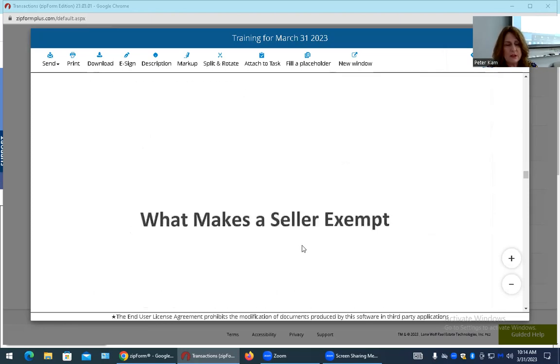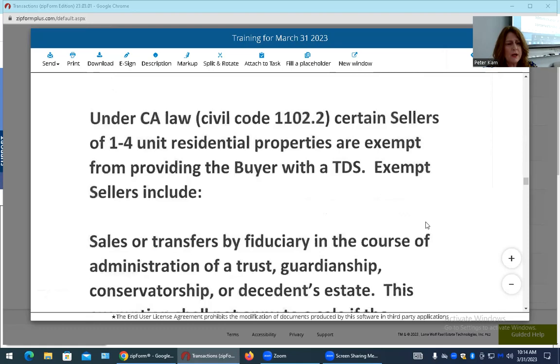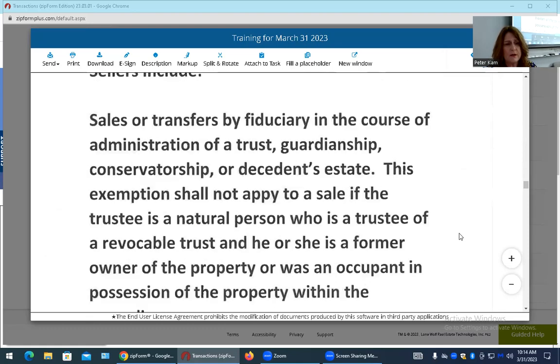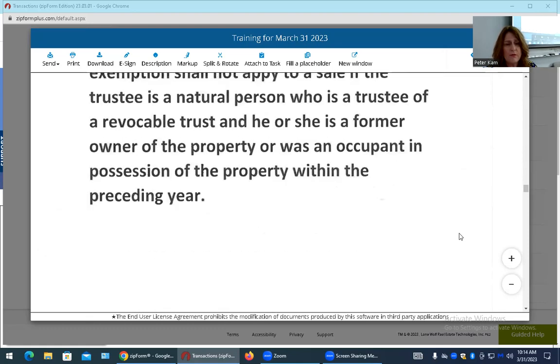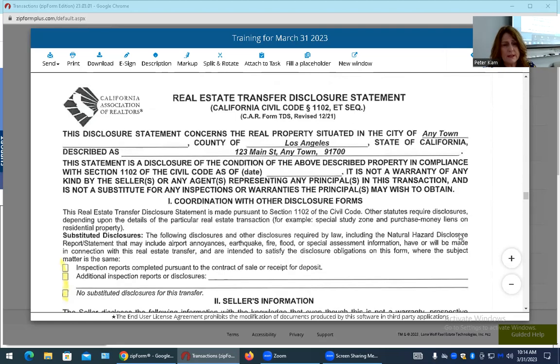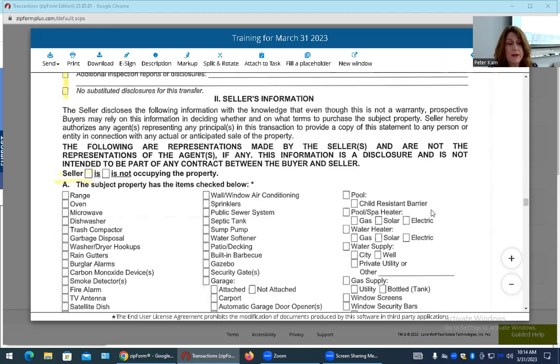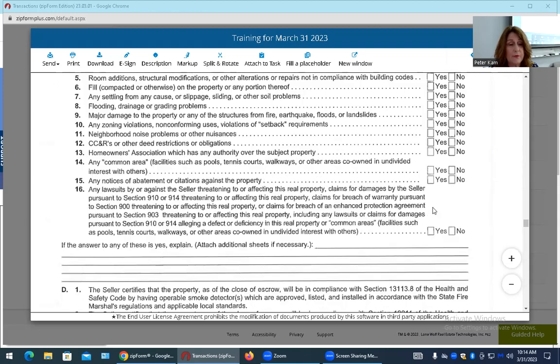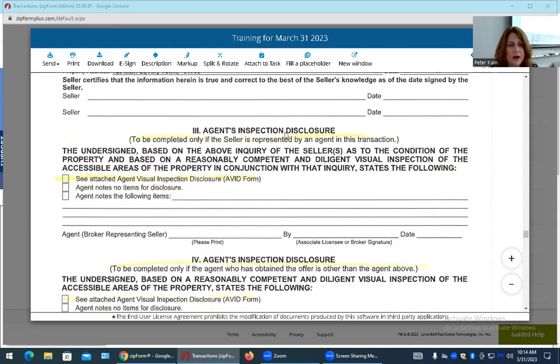So, which brings me to, if you want to know what makes a seller exempt, we'll go over that in a bit, but I want to show the real estate transfer disclosure statement, which we know from the above list is a statutory disclosure required. So I'm going to come right back here where we have to fill it out. To be completed, if the seller is represented by an agent, agent's inspection disclosure.